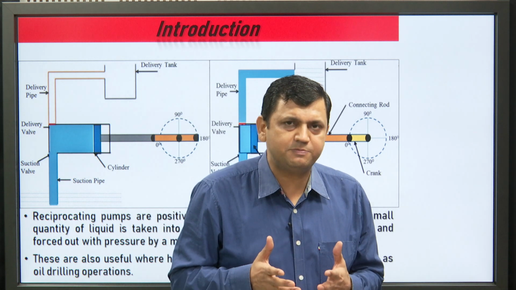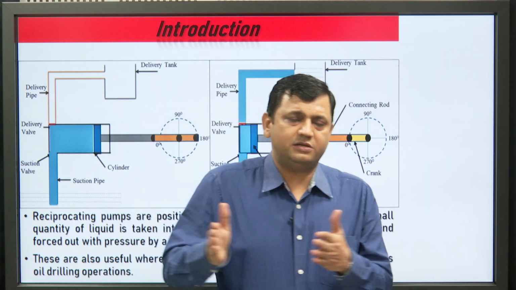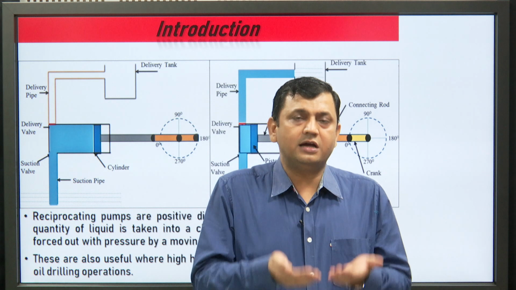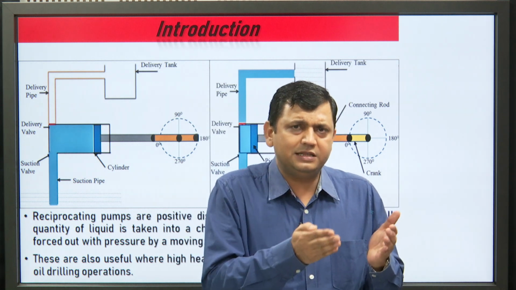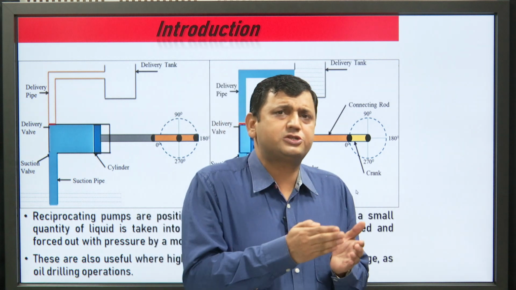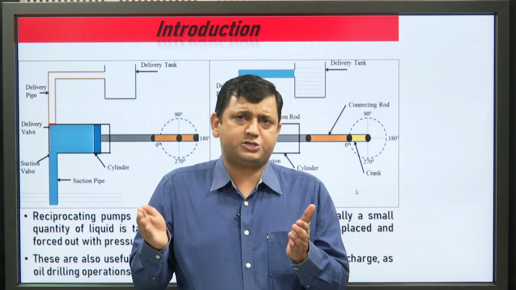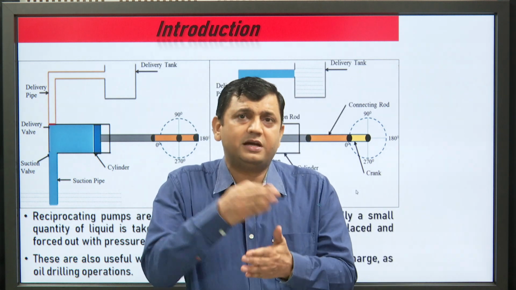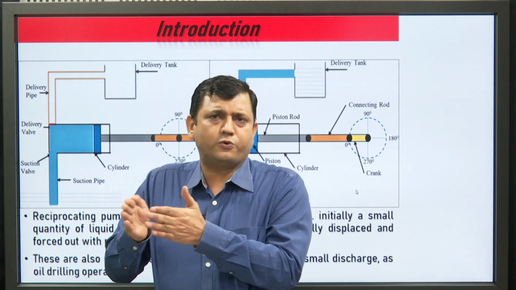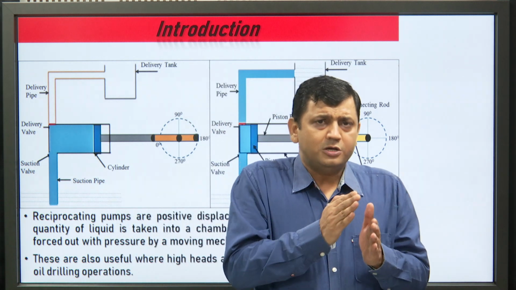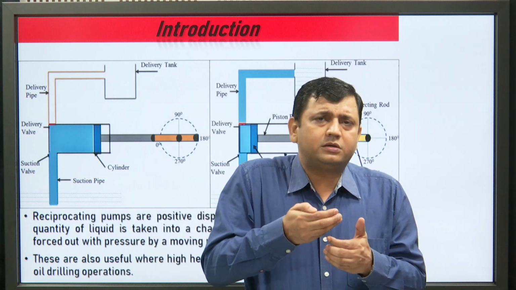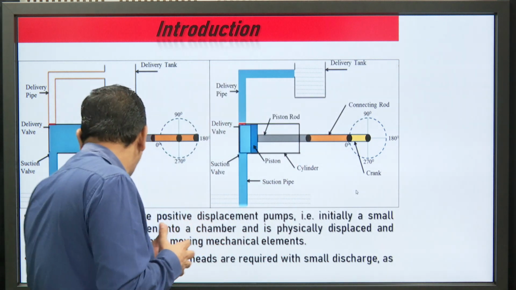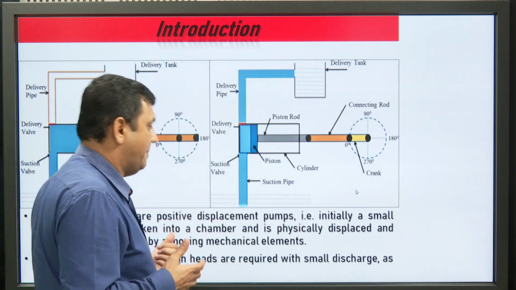Why is it positive displacement? Because there is a cylinder and piston arrangement. We suck liquid through the suction pipe, and then there are different strokes, the suction stroke and the delivery stroke. There are so many stages of the stroke: the beginning stroke, middle stroke, end of stroke, suction stroke. Similarly in reverse, there is the forward stroke and the backward stroke. These are a few basic fundamentals of the reciprocating pump. So, reciprocating pumps are positive displacement pumps.